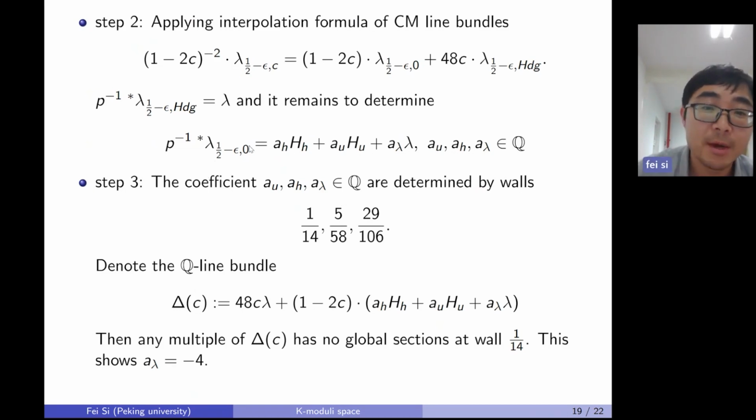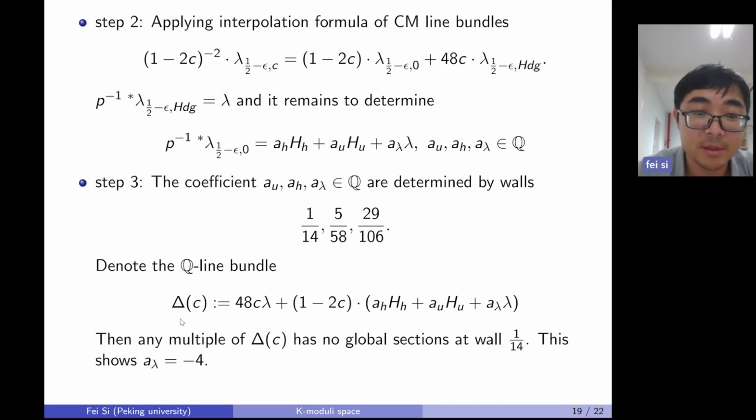Actually, these coefficients are determined by 3 important walls. The first wall is that we know the K-moduli space is isomorphic to a global GIT quotient. The second wall is just the Baily-Borel contraction where hyperelliptic divisors appear. The third wall is where the unigonal divisor appears. For simplicity, we denote this line bundle as delta C.